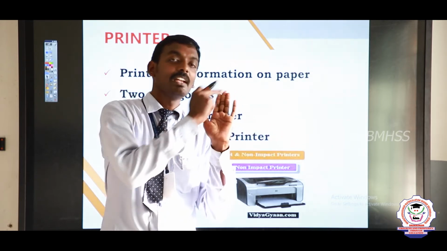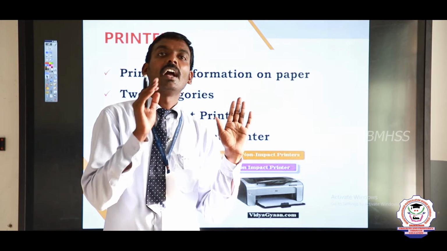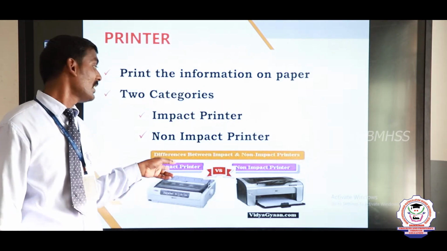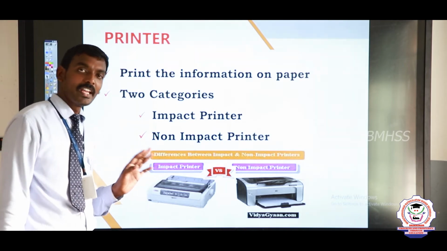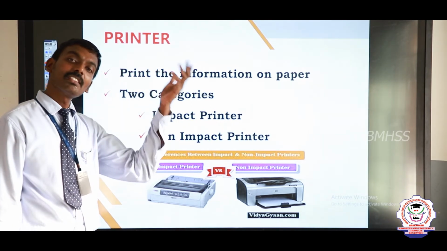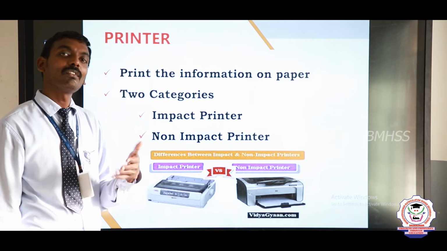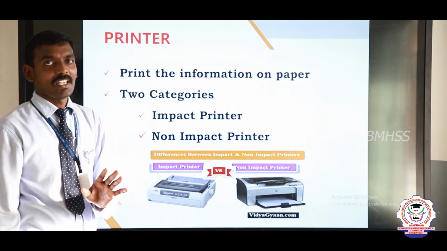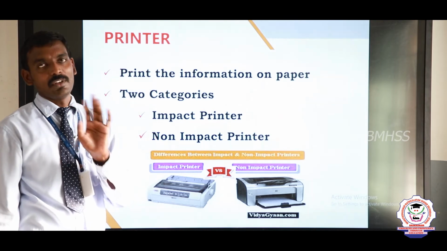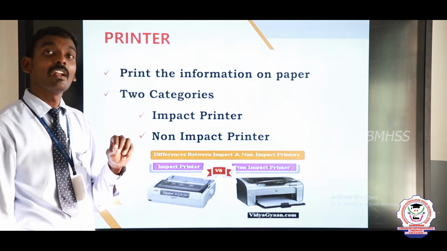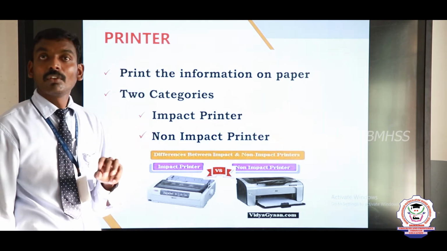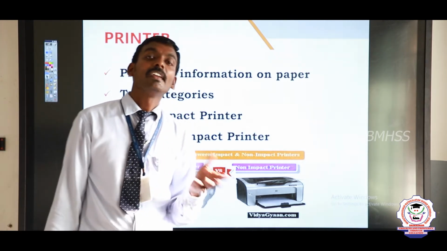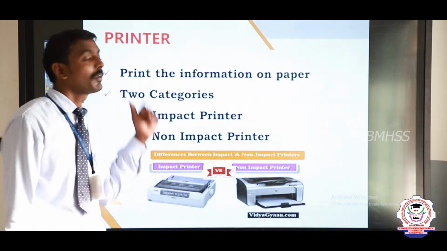That paper contains some content, and printers can be divided into two types: impact printer and non-impact printer. Impact printer is the older type, non-impact printer is the newer type. That means nowadays we use non-impact printers. Impact printers are not generally used. But in some situations impact printers are used, for example, sometimes for billing. In that we can use what? Impact printer.